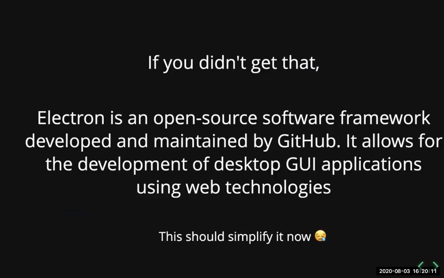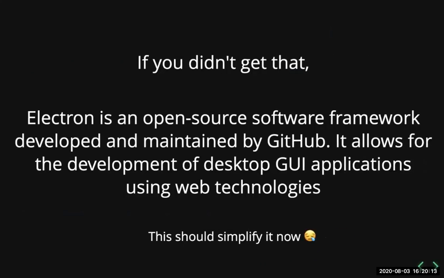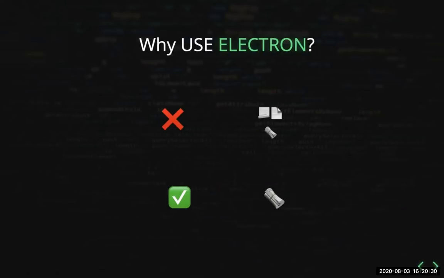Right. So if you didn't get that, let me just say Electron is an open source software framework developed and maintained by GitHub, which allows development of desktop GUI applications using web technologies. Hopefully, this should simplify it now. All right. So why use Electron?